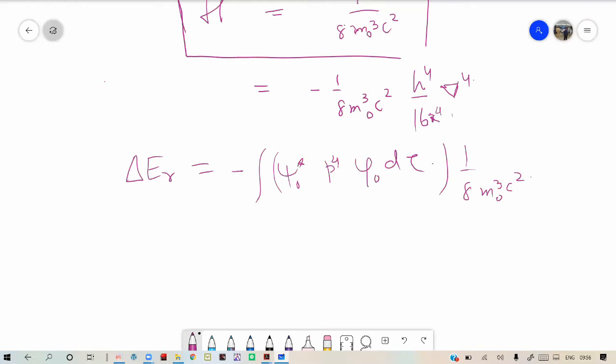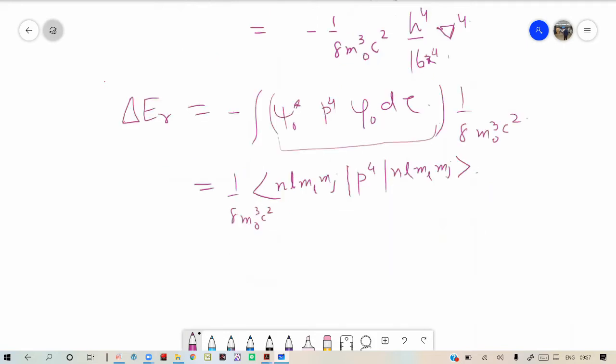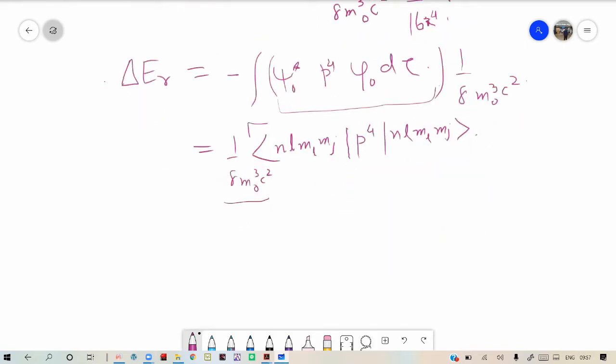Now in this way we can write it in the bra-ket notation, with N, L, ML, and MJ, and this P4, with the factor 8 m naught cube c square. Now if you see, this is a constant.